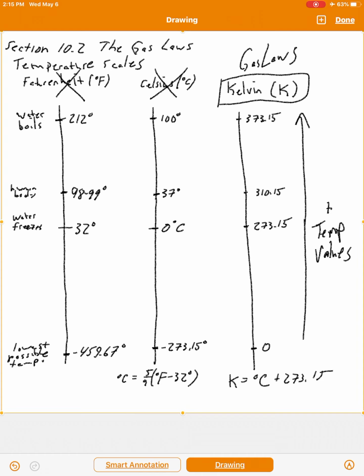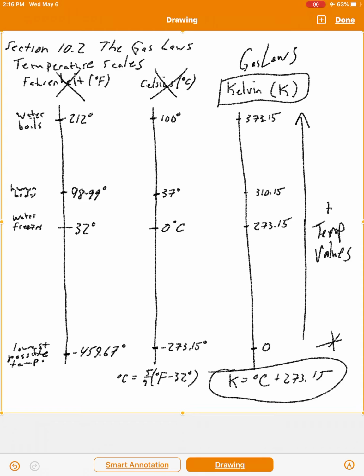Okay, so anytime you see a problem that has a degree C in it, convert that to Kelvin by using this relationship right there. Add 273.15 to the temperature in Celsius. I'm going to put a little asterisk there to remind you that this is an important point when you do these problems. You do not want to have the temperature in Celsius when you do these problems.